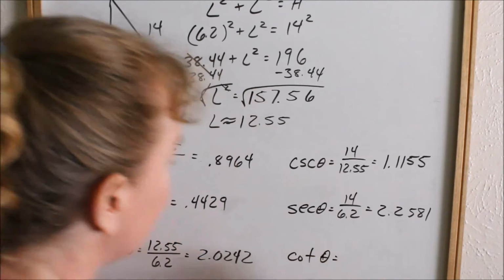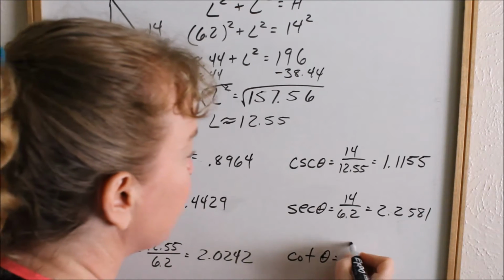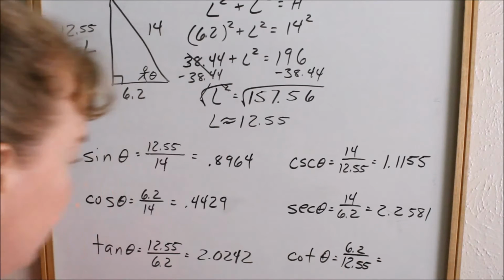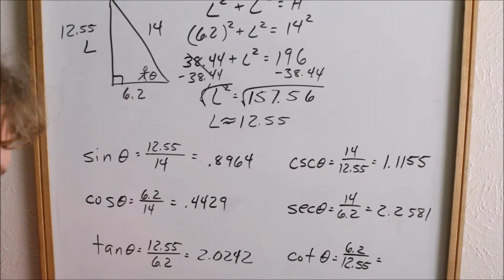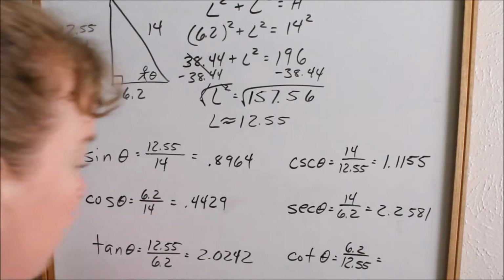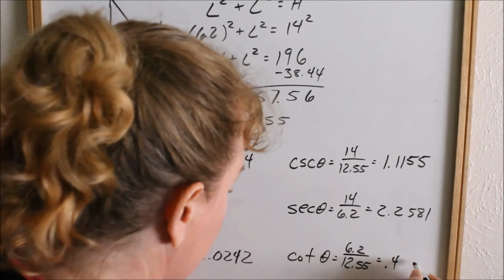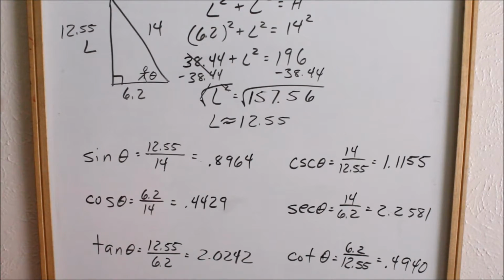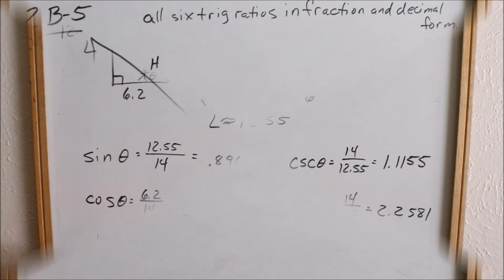Cotangent theta is the reciprocal of tangent, so that would be 6.2 over 12.55. Dividing that out, 0.4940. And now we've done all 6 trig functions with a fraction. This one is the fraction form, and this is the decimal form. Remember, decimals are always to 4 decimal places for trig functions.